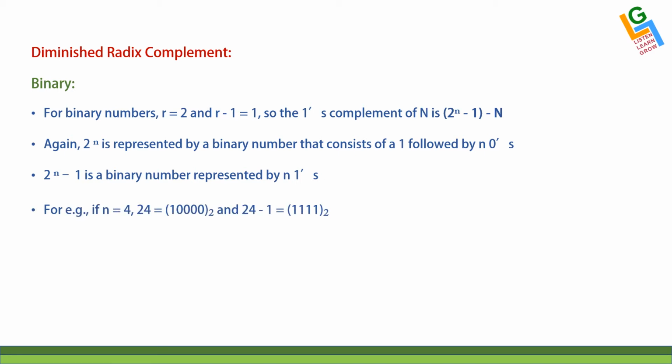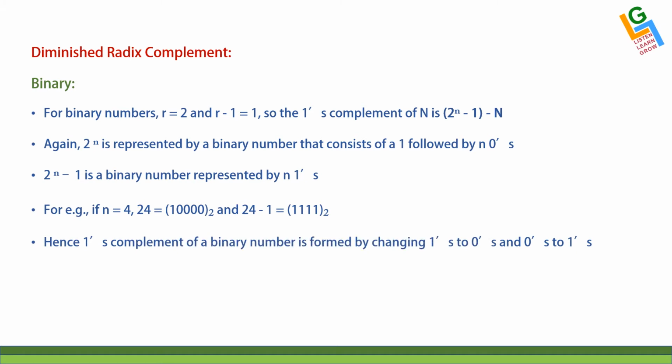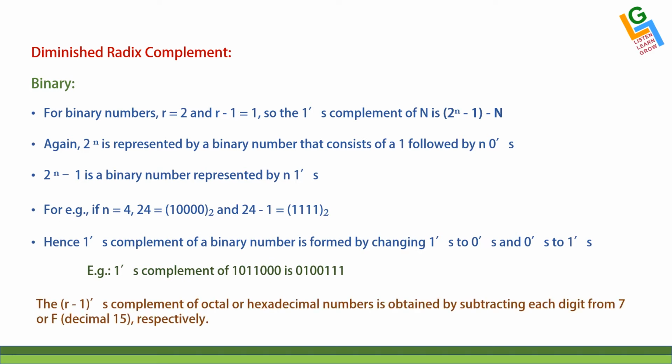For example, if n equals 4, 2 power 4 equals 10000 to the base 2 and 2 power 4 minus 1 equals 1111 base 2. Hence, the one's complement of a binary number is formed by changing ones to zeros and zeros to ones. The r-1's complement of octal or hexadecimal numbers is obtained by subtracting each digit from 7 or F, respectively.